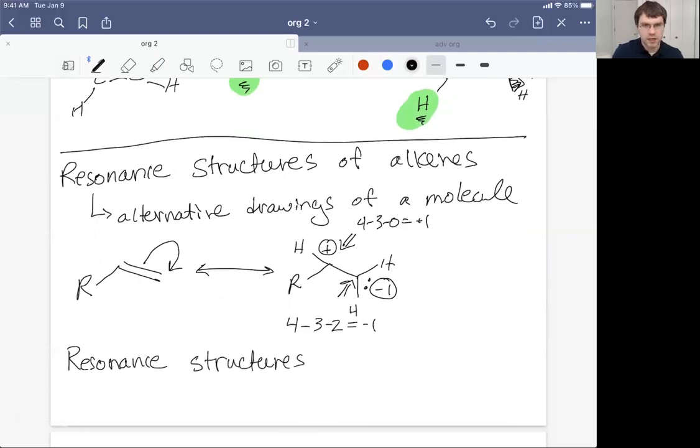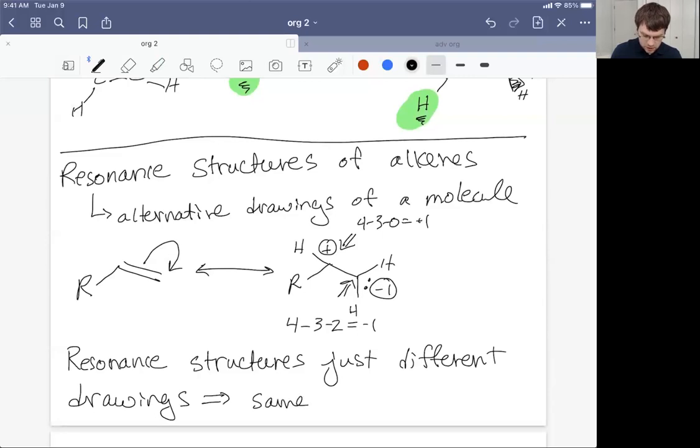So resonance structures, and I can't emphasize this enough, are just different drawings. That is to say, it's the same molecule. Now, what we're doing here is when we draw molecules, we're trying to capture something really complicated. Nuclei and electrons are scattered around this molecule in a pretty interesting array that can be derived mathematically.